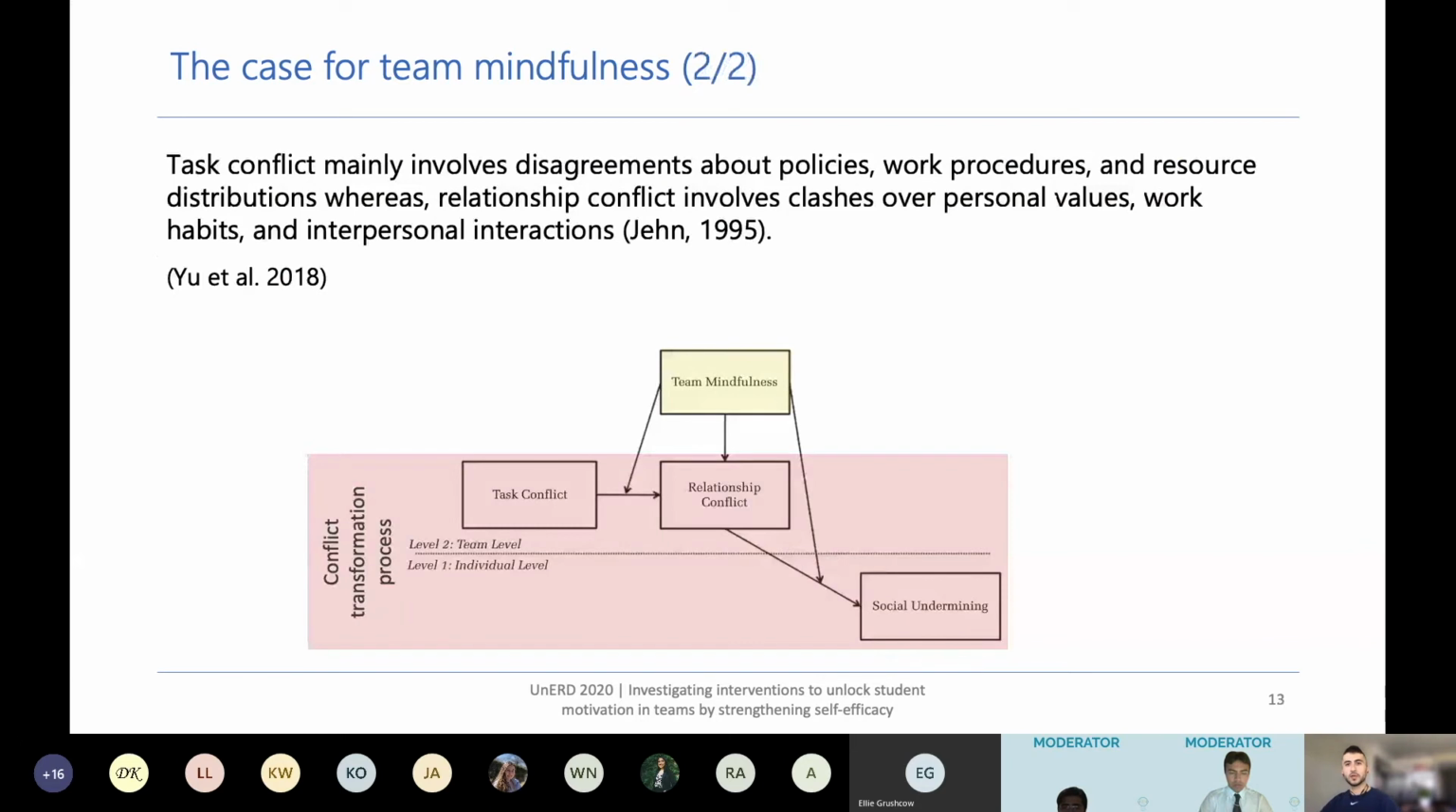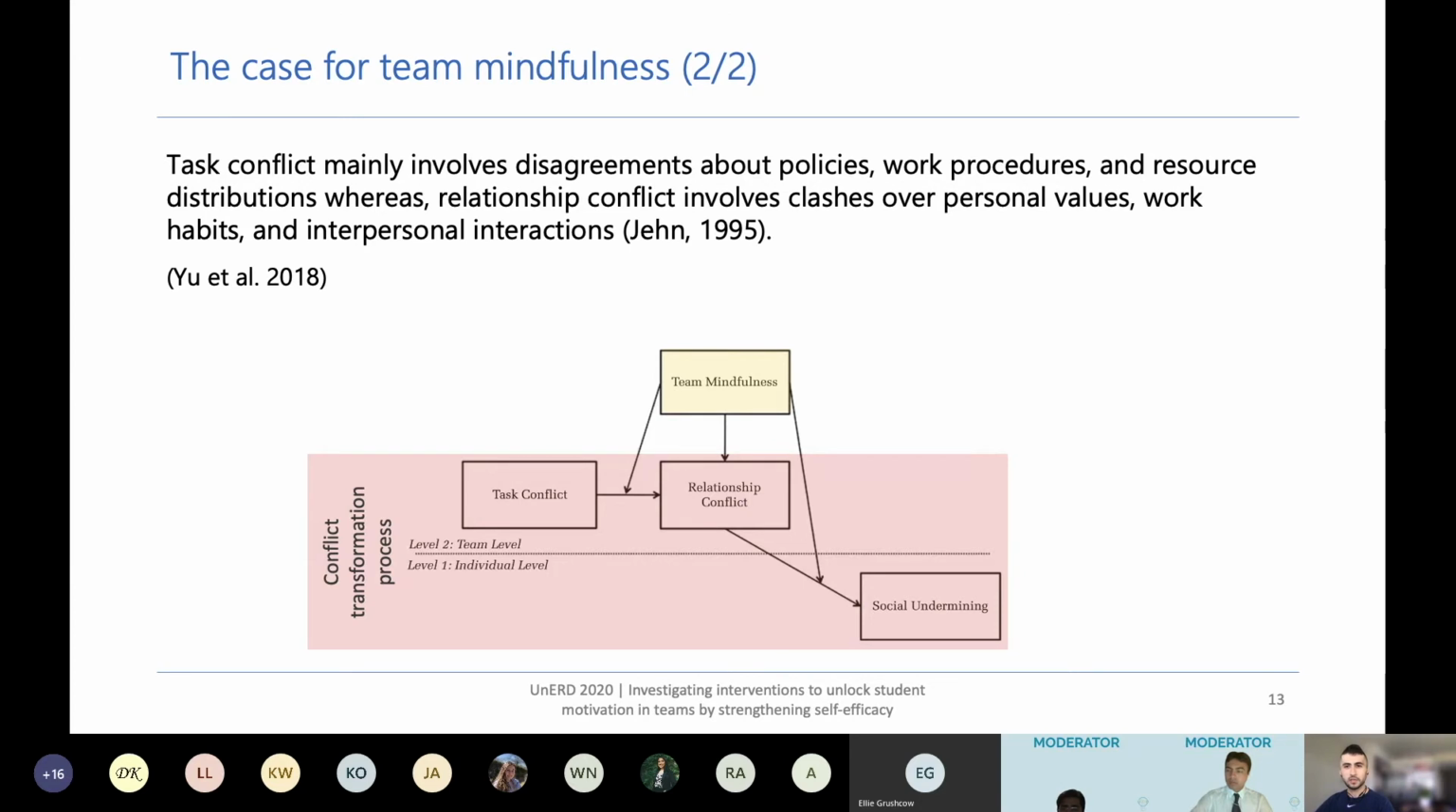The paper's goal is to understand team mindfulness and its role in conflict transformation and social undermining. The purpose of this study, however, wasn't to test an intervention, but to collect data on this novel concept and understand the implications it may have in the conflict transformation process. On screen is a high-level concept map to illustrate this process.